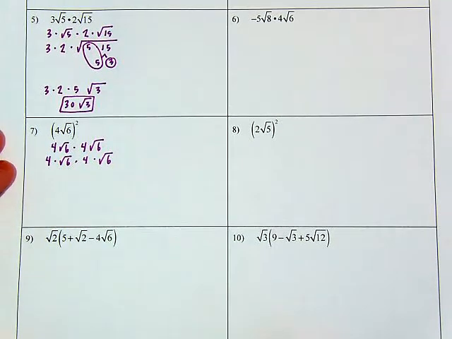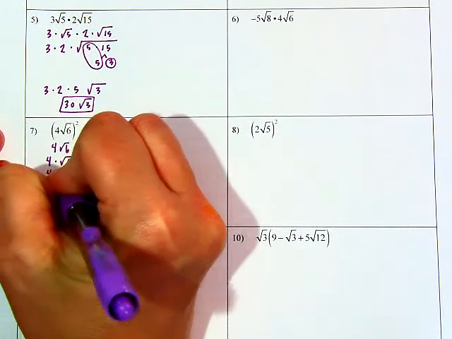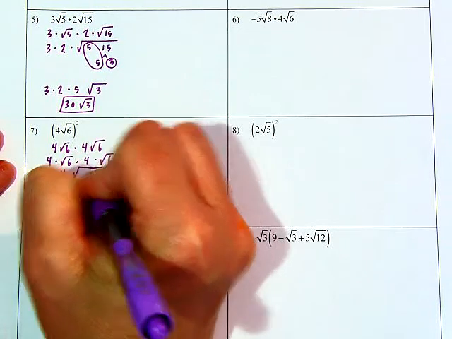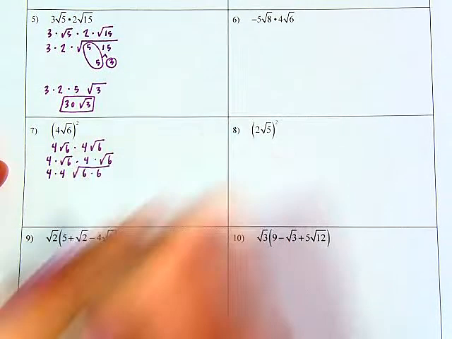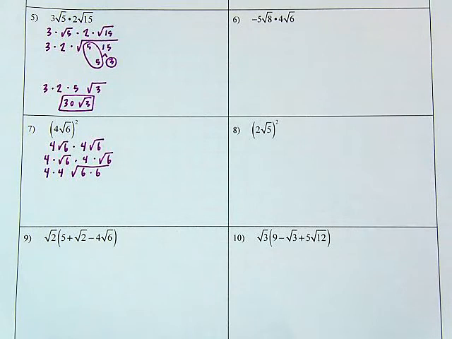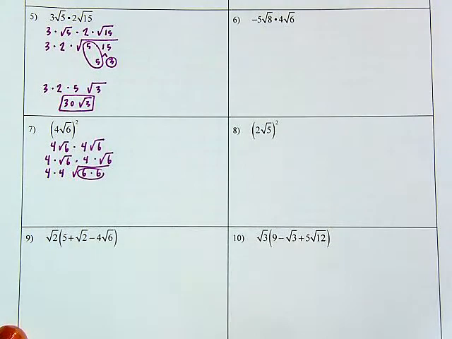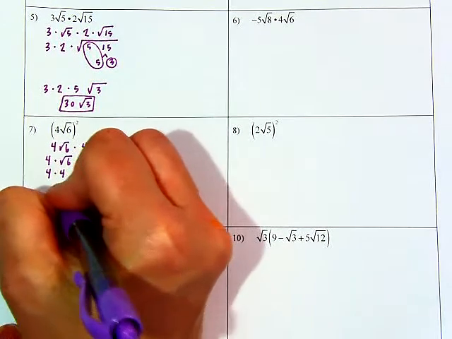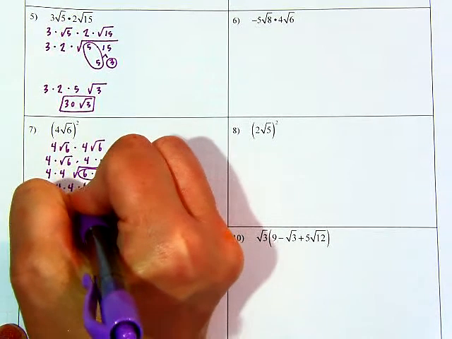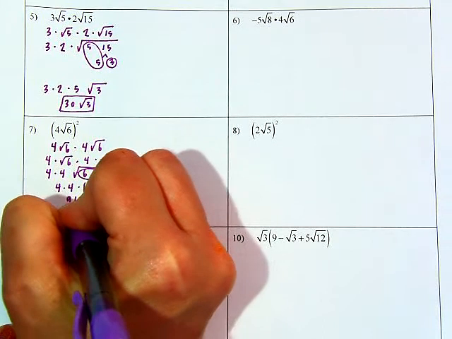So I'm going to reorganize them. I'm going to put the 4 next to the 4, and I'm going to put those root 6s together, right, underneath the same radical. So I have a pair of 6s underneath the same radical. So this becomes 4 times 4 times 6, so 96 overall.